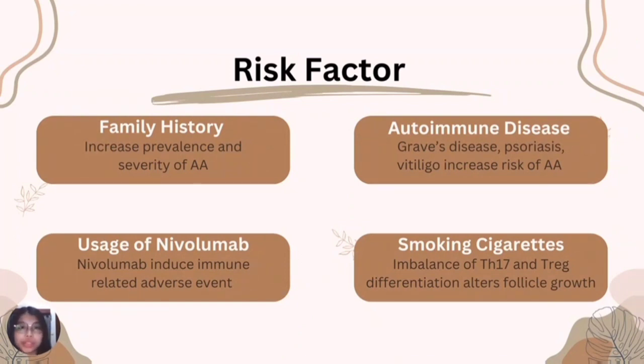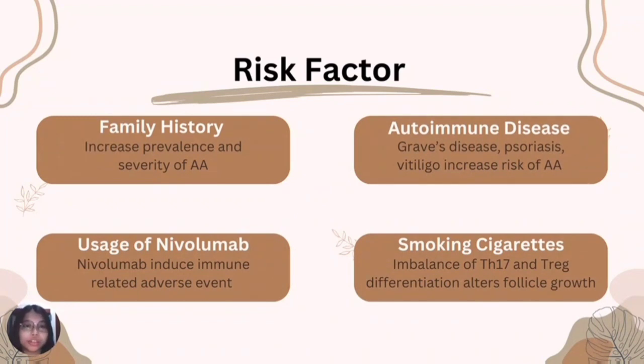The next one is autoimmune disease, namely Graves' disease, psoriasis, and vitiligo, which increase the risk of alopecia areata. Although the exact mechanism is unknown, it's hypothesized that the diseases share the same genetics. The next one is usage of nivolumab, which is a cancer drug. Nivolumab induces immune-related adverse events, which cause alopecia areata.